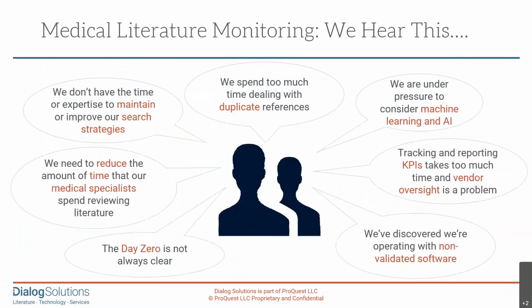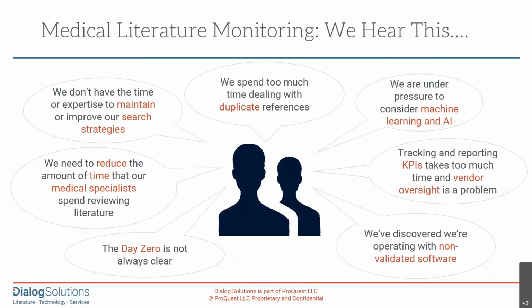And these are some of the challenges that we hear about medical literature monitoring. So we've already looked at search strategies. We don't have the time or the expertise to maintain or improve our search strategies, or indeed to track them. We spend too much time dealing with duplicates. We're under pressure to consider machine learning and artificial intelligence. Could this help us? Is it too soon? Should we be looking at it?